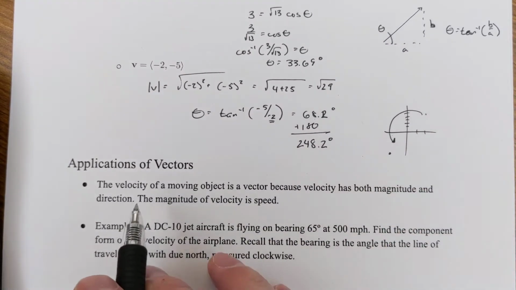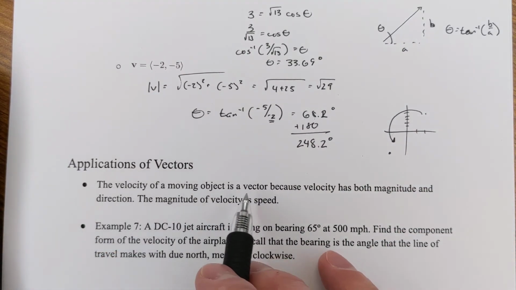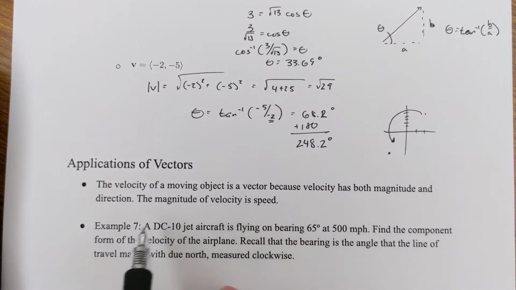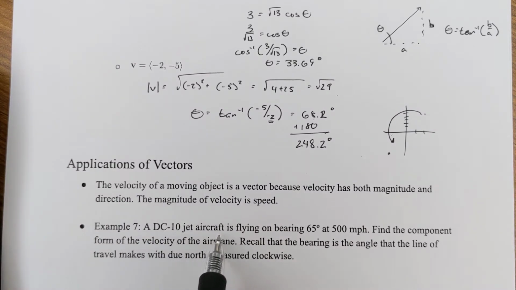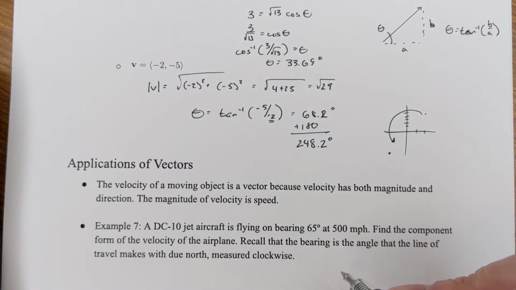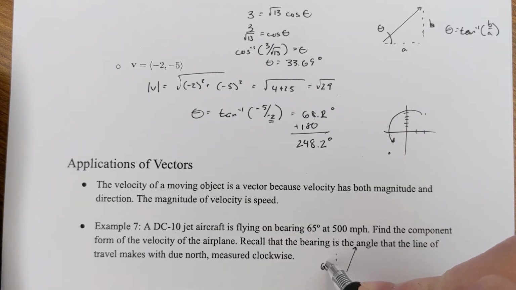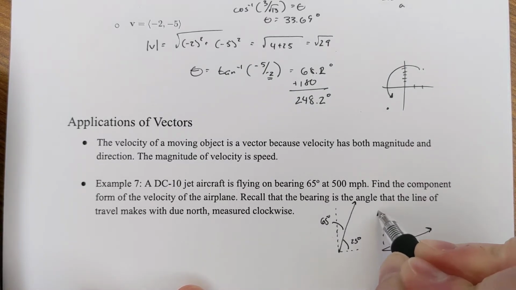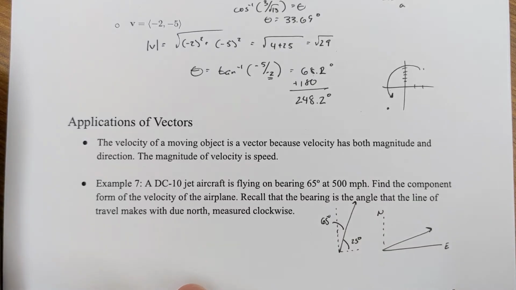Okay, application to vectors. The velocity of a moving object is a vector because velocity has both magnitude and direction. The magnitude of velocity is the speed. So example 7, a DC-10 jet aircraft flying on bearing 65 degrees at 500 miles per hour. Find the component form of the velocity of the airplane. Recall that the bearing is the angle of the line traveled, measured clockwise from due north. So this angle is 65 degrees, but normally when we do calculations, we measure this angle, which in this case would be 25 degrees. So actually, it's flying more like this angle, if that's north, and this is due east.